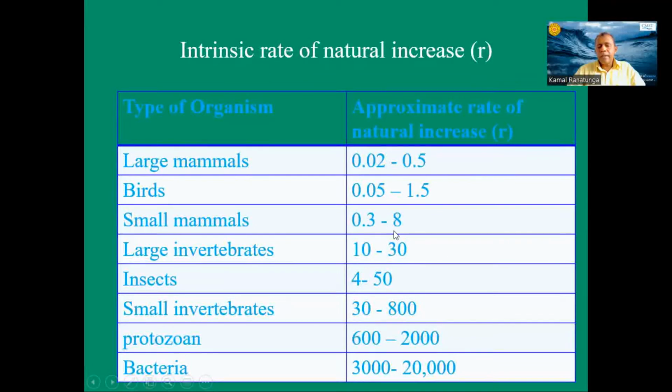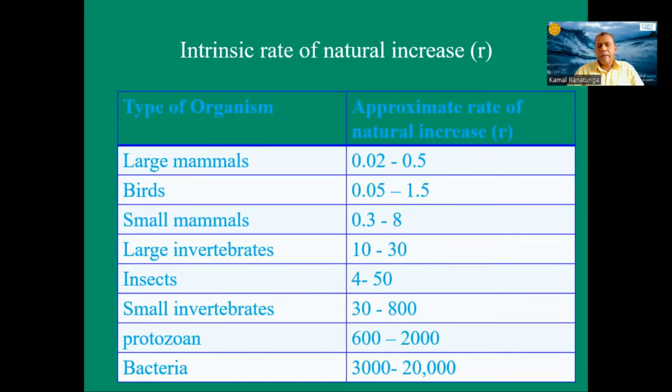When you go to the invertebrates and even the lower order organisms, the R values are very high. You can see the protozoans. And when it comes to the bacteria, the R can be 3,000 or even up to 20,000. Right? So you can imagine how quickly they can grow and increase their numbers, right?